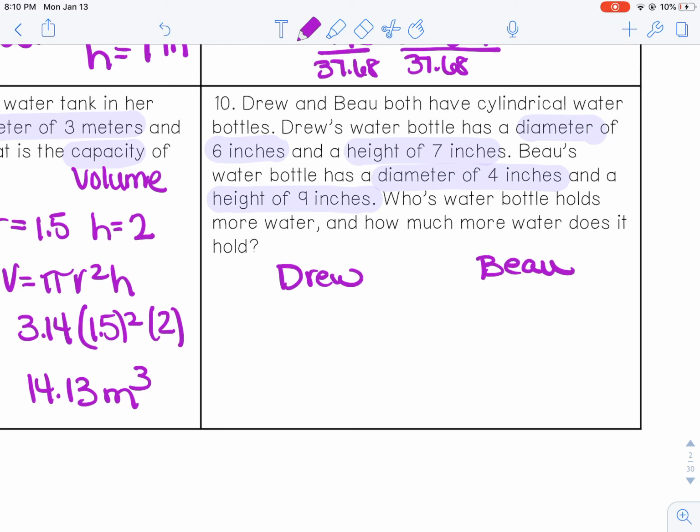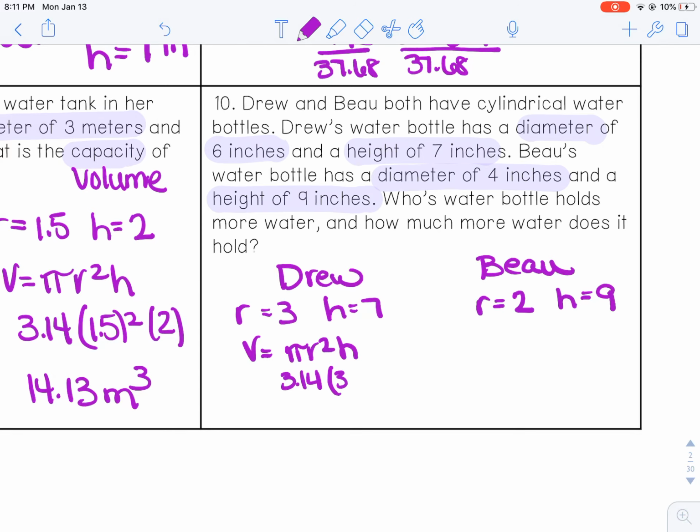Okay, so Drew's water bottle has a diameter of 6 inches. I need to know radius. So radius is going to be half that. So Drew's radius is 3. The height is 7. Bo's water bottle has a diameter of 4, which means his radius is half that, which is 2. And the height is taller than Drew's at 9. So I'm going to do my formula. Volume equals pi r squared height. So 3.14 times 3 squared times 7.